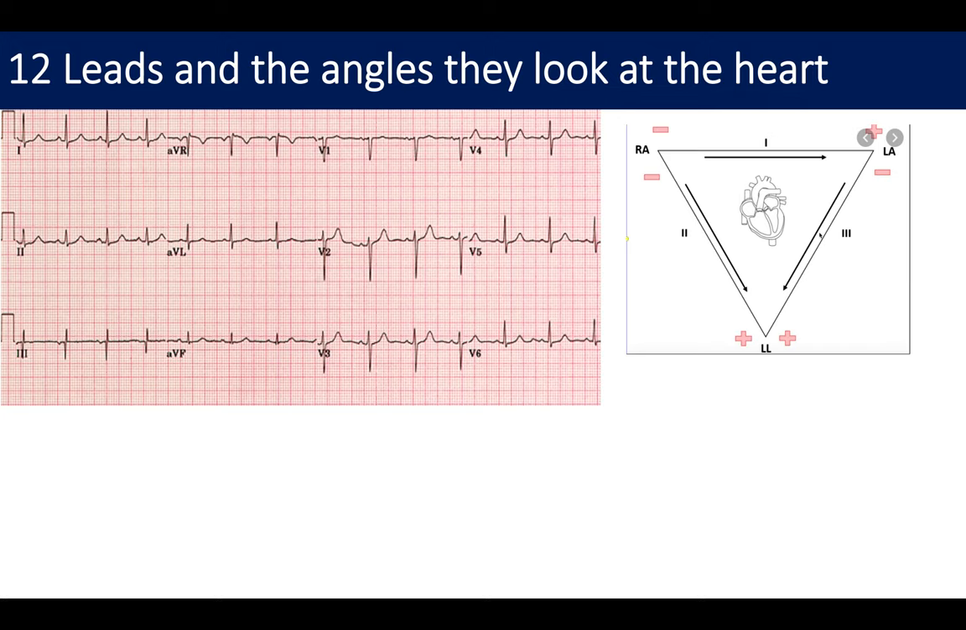Now the trick here is, I will illustrate where these angles come in and how they view the heart. Lead 1 looks at the heart in that direction, whereas lead 2 looks at it in a more inferior direction, and lead 3 is also inferior.